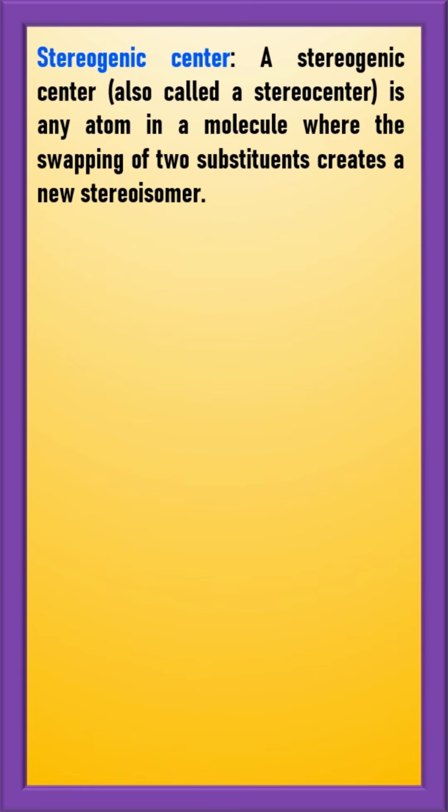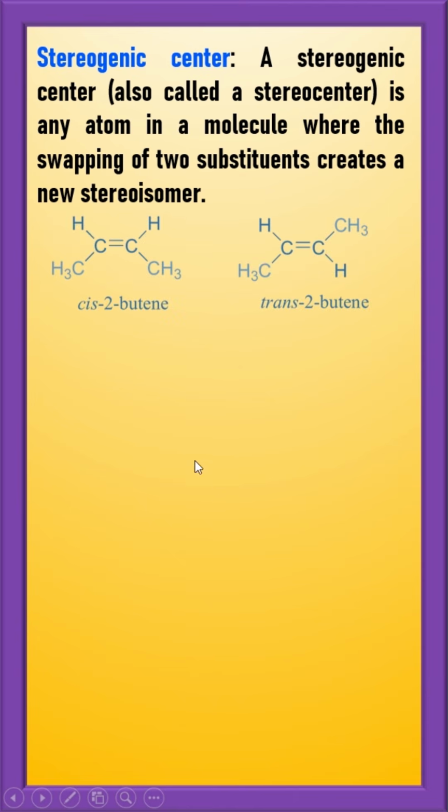First one is the stereogenic center. A stereogenic center, also called a stereocenter, is any atom in a molecule where the swapping of two substituents creates a new stereoisomer. For example, as I said earlier, for the cis 2-butene and trans 2-butene, if you exchange any of the two atoms or groups, then they will also produce another stereoisomer. Next is the chiral center.